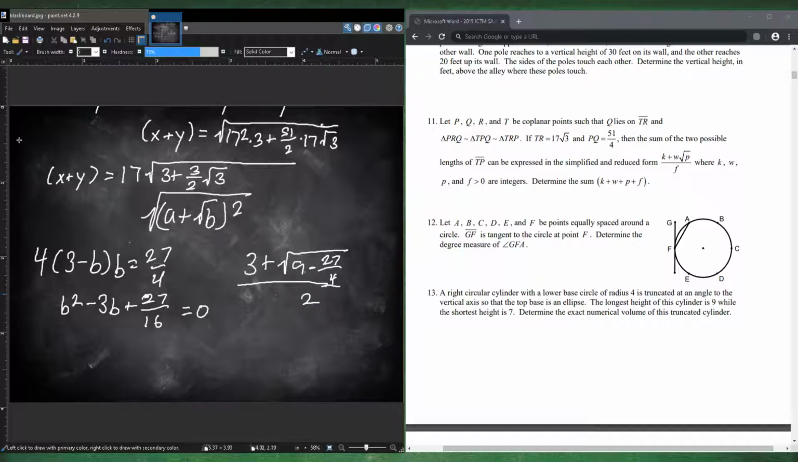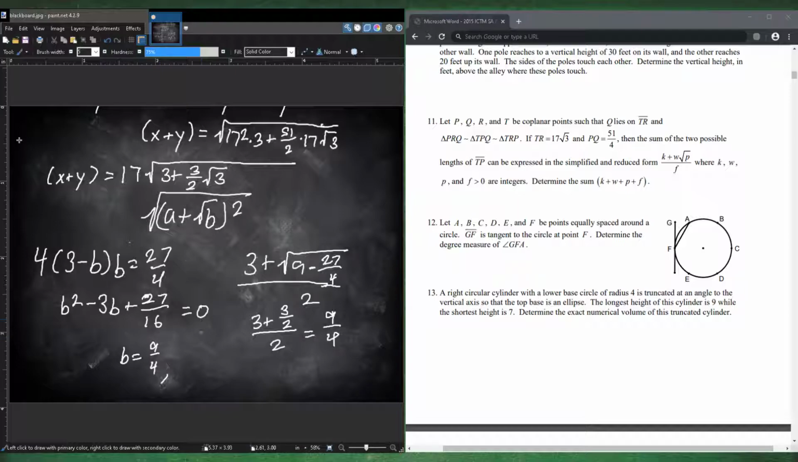Okay, so 9 is 36 over 4, so that's 9 over 4. So the square root of 9 over 4 is 3 over 2. So this is 3 plus 3 over 2, so this is 6 over 2. 6 over 2 plus 3 over 2 is 9 over 2. Divided by 2 is 9 over 4. So that is what our b is. So b equals 9 over 4.